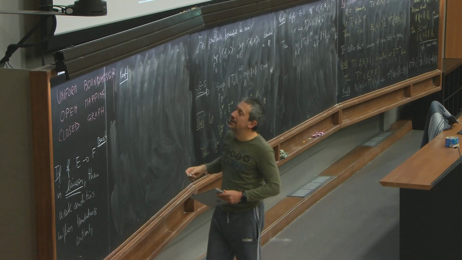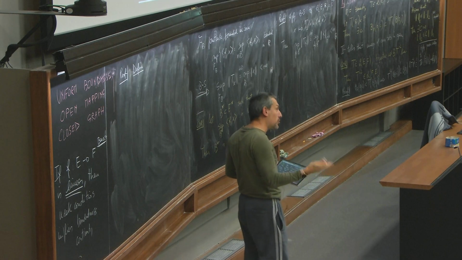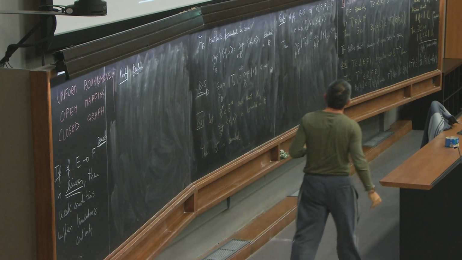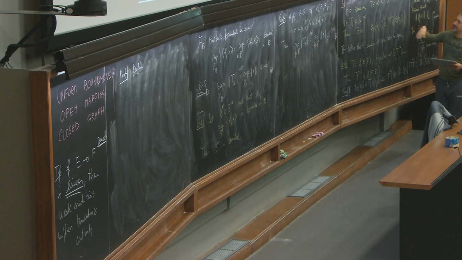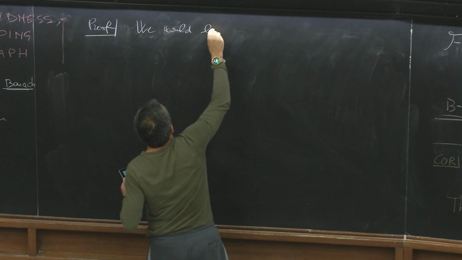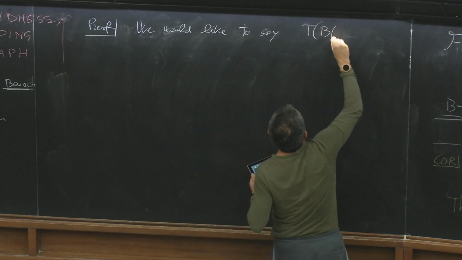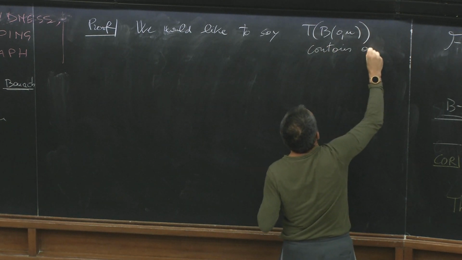Okay, as usual, we need to use the Baire theorem, so we need to define some closed sets. We would like to say that one of those open balls, so let's say that one is open, and the image of some ball centered at the origin contains an open set.